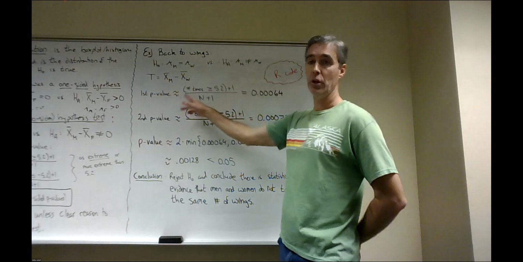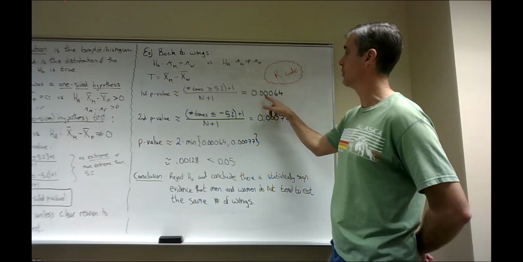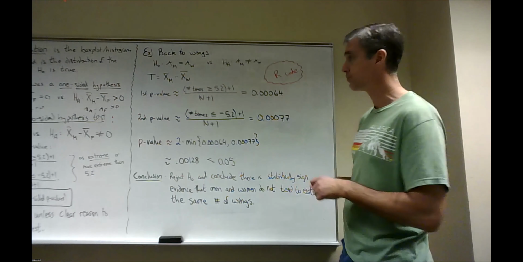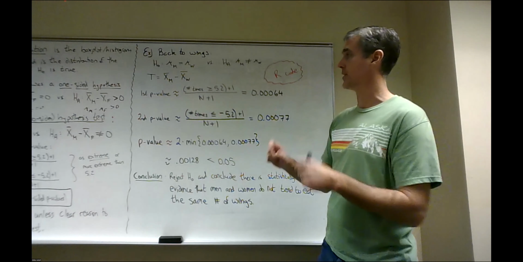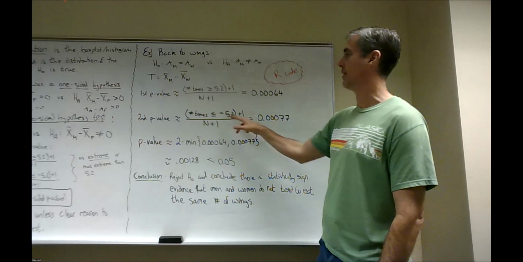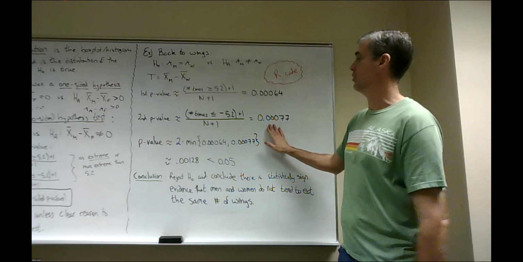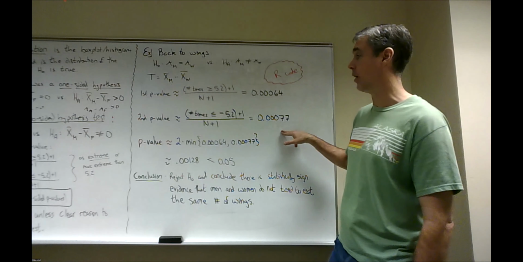The first p-value we already computed. We already had R computed, and that was 0.00064. And again, your code might be slightly different, right? Now, the second p-value is the number of times that test statistic was less than or equal to negative 5.2, plus 1 over n plus 1. And my simulation yielded 0.00077. And I'll show you how to do this in a minute on R.